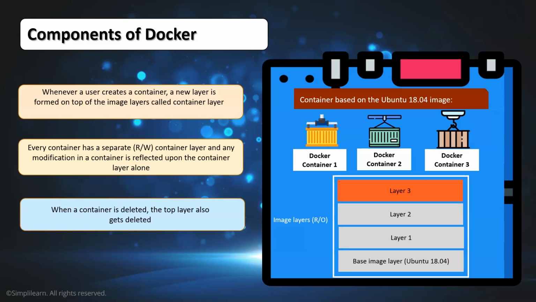Whenever a container is deleted, the top layer also gets deleted. So if I delete a particular container, that layer is gone. If it had, for example, 3 layers, the top layer will simply be deleted because the container is also deleted.